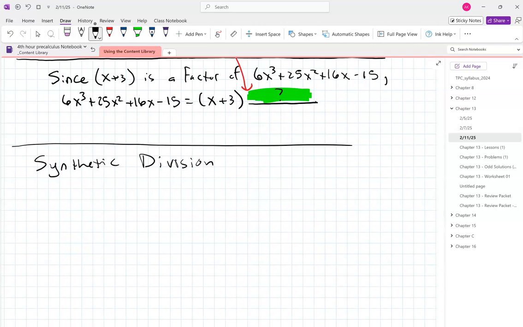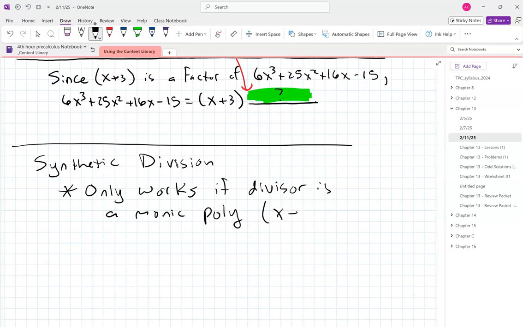What's the one catch with synthetic division? Well, it doesn't work all the time. You do need to do that, but it only works sometimes. It only works if the divisor is a monic polynomial, like an x plus k.